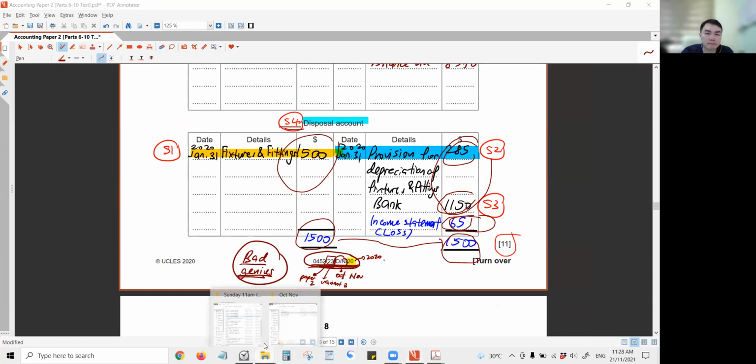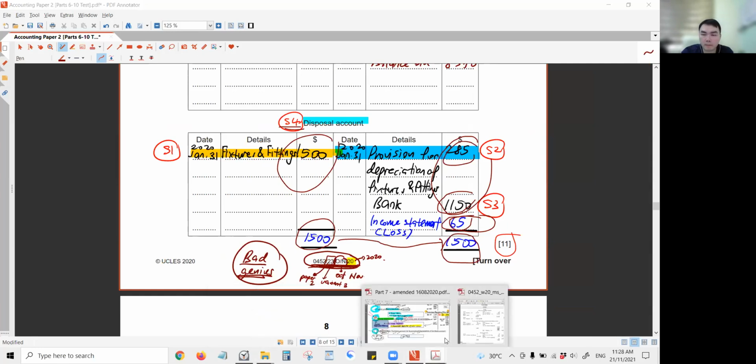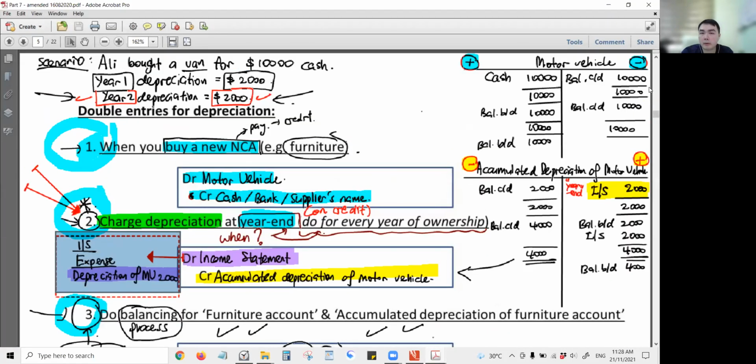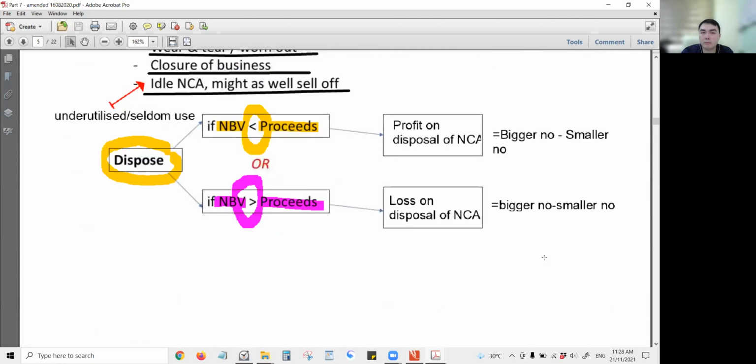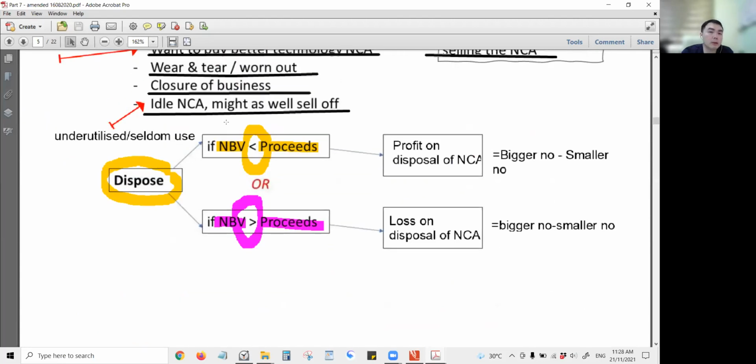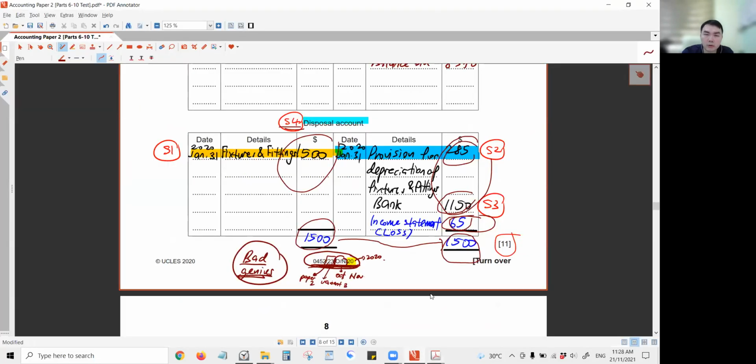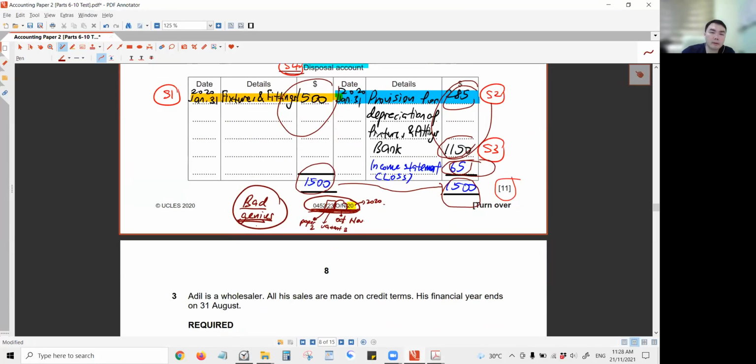How do I tell it's a loss? Simple, look at the notes. You still remember how to calculate profit or loss on disposal? You see whether net book value is greater or proceeds are greater. In that question, net book value should be greater than proceeds. Therefore, it's a loss on disposal. If you don't believe, do the calculation on your own, you will get the same result. The proceeds for this question is 1150.